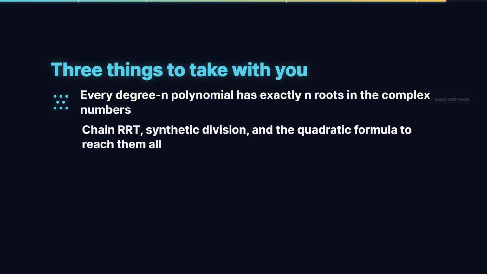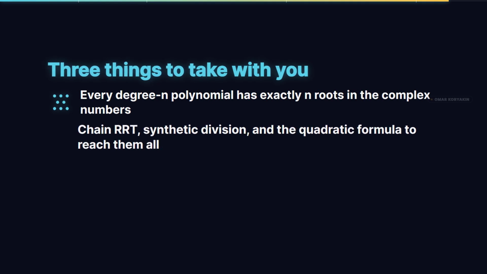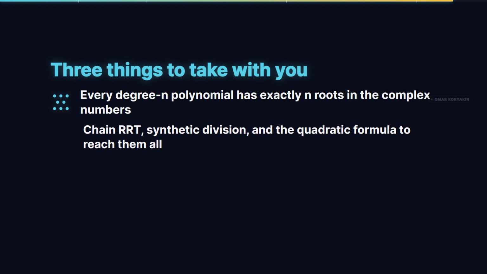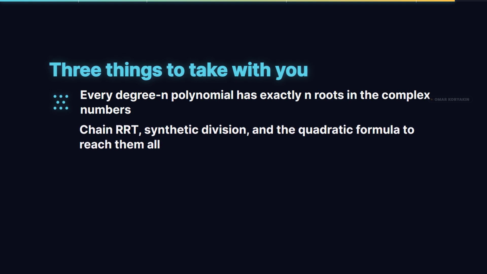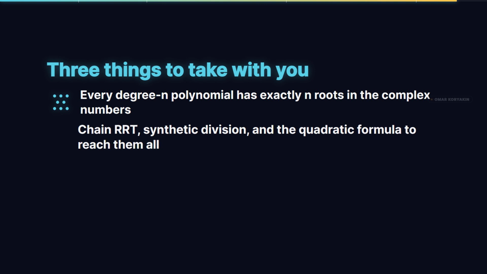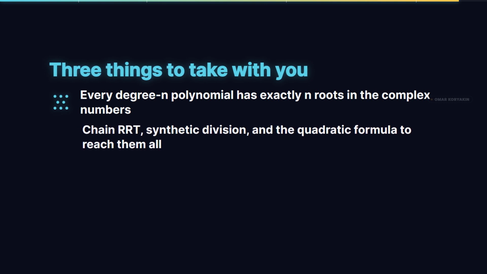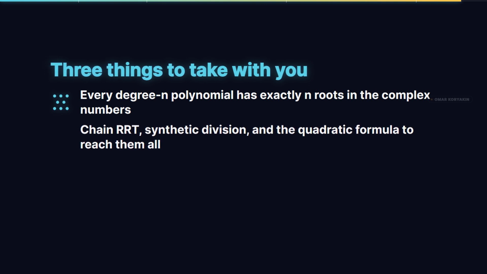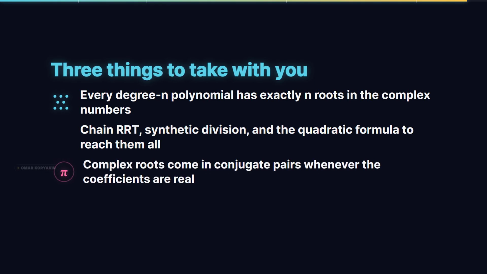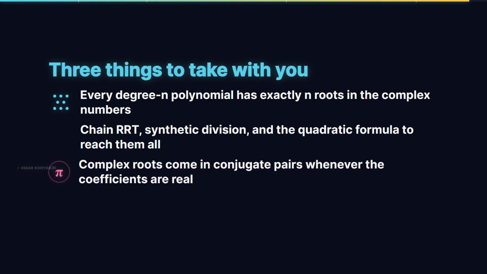Chain rational root theorem, synthetic division, and the quadratic formula in that order. Use the theorem to list candidates. Use synthetic division to confirm them and reduce the degree. When the quotient is quadratic, switch to the formula or simple factoring. The pipeline never breaks. Complex roots come in conjugate pairs whenever the coefficients are real.